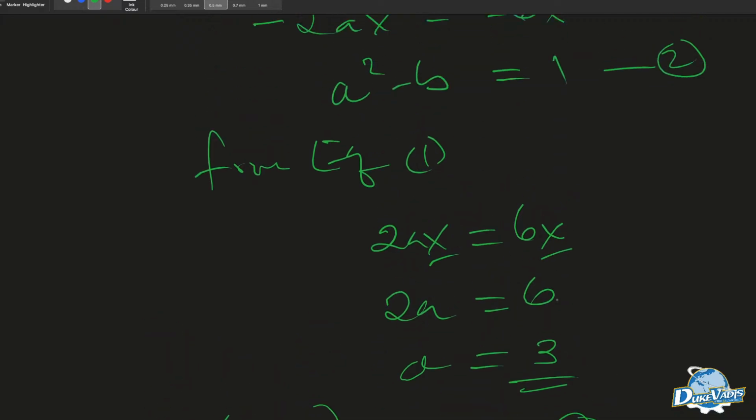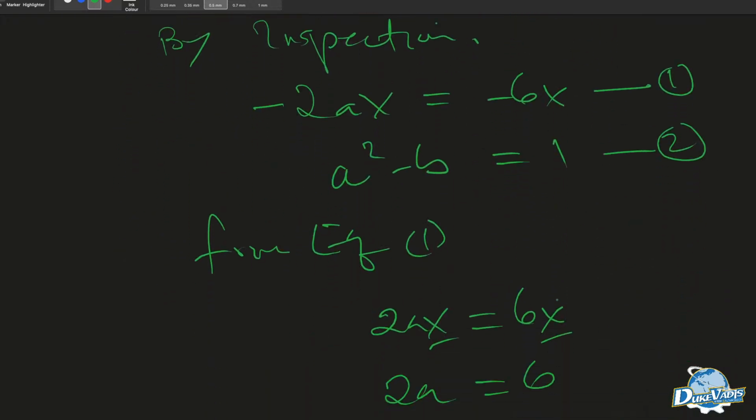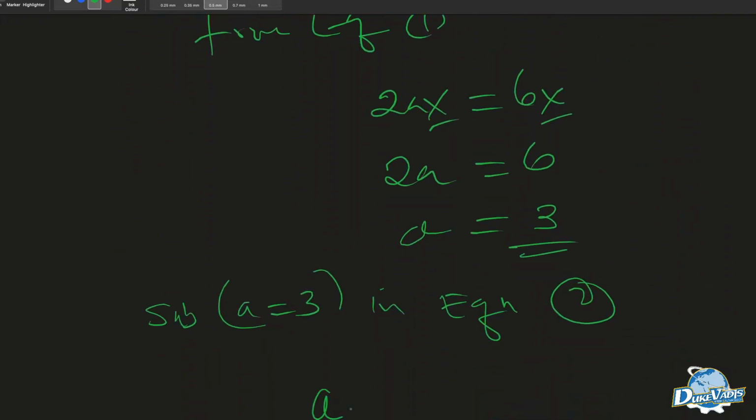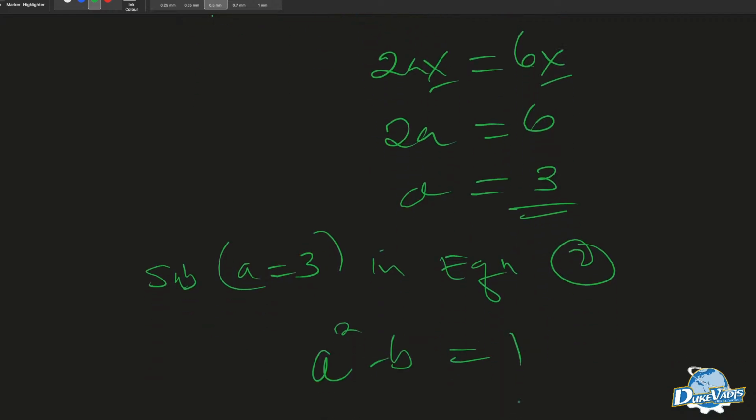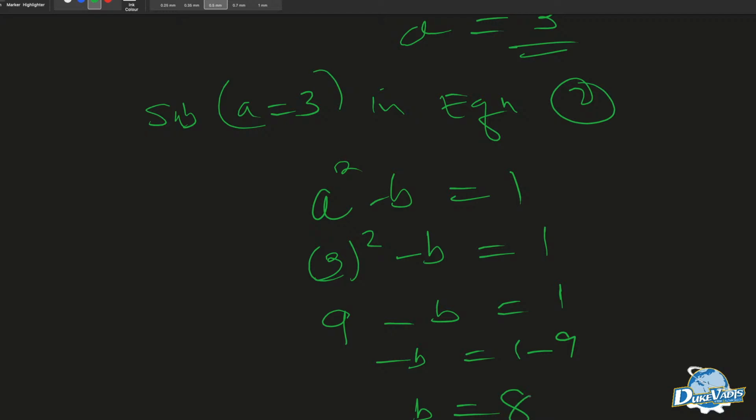So our equation 2 is given as a squared minus b equals 1. Oh, beautiful, so now we know a. So a squared, that'll be 3 squared minus b equals 1. And this will be 9 minus b equals 1. So when we do that, negative b equals 1 minus 9, so our b is equal to 8.